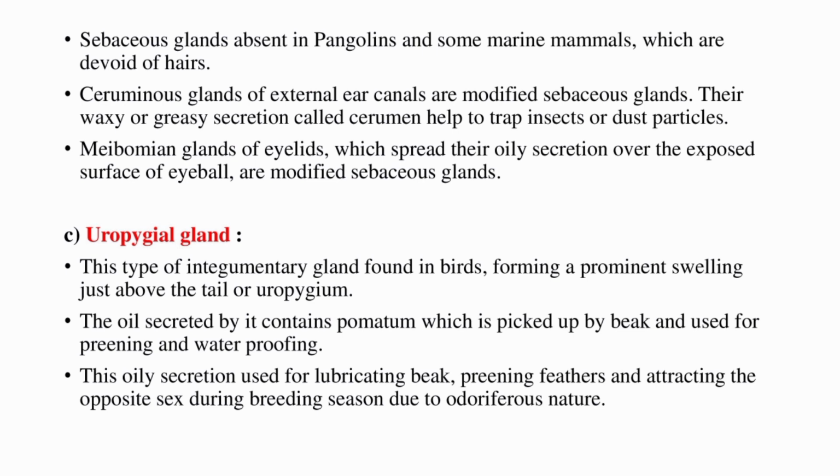Next, uropygial gland. This type of integumentary gland is found in birds, forming a prominent swelling just above the tail, or uropygium. The oil secreted by it contains pomatum, which is picked up by beak and used for preening and waterproofing. This oily secretion is used for lubricating beak, preening feathers, and attracting the opposite sex during breeding season due to its odoriferous nature.